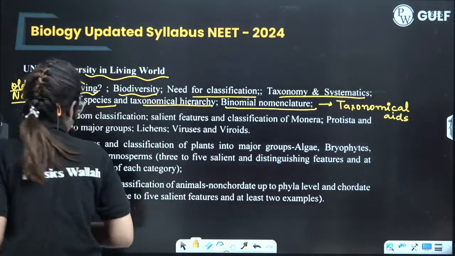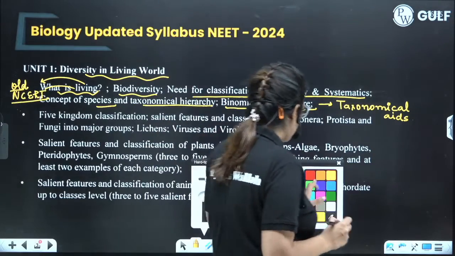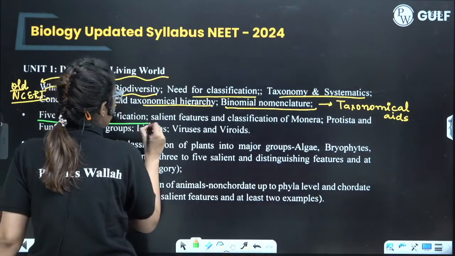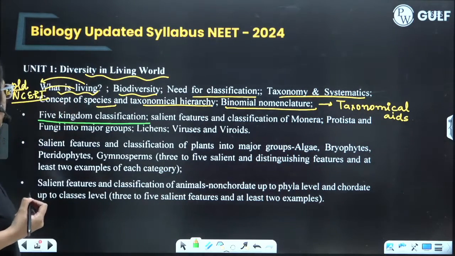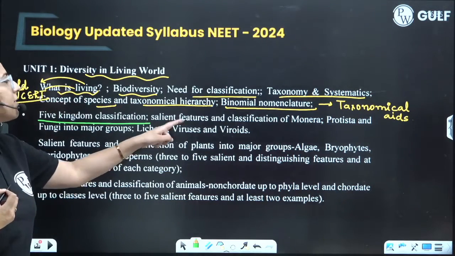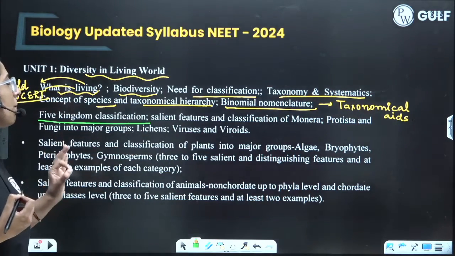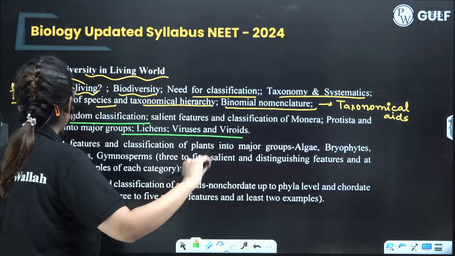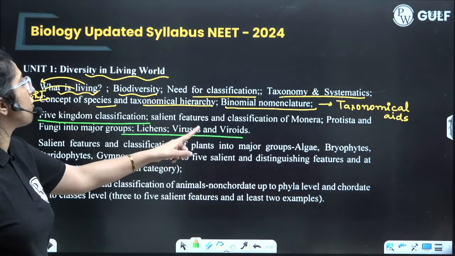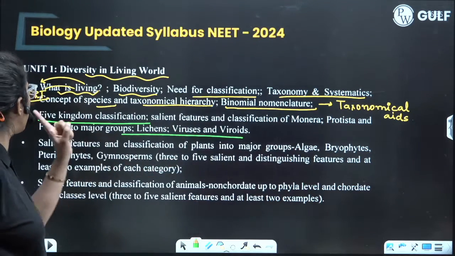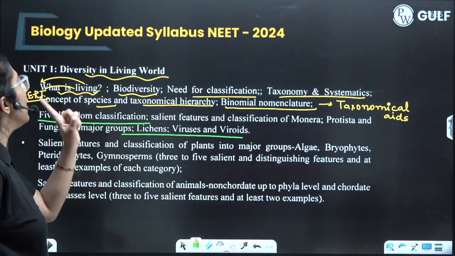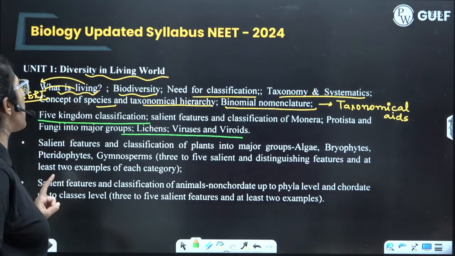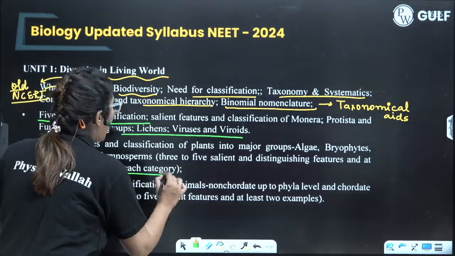Moving on to the next, five kingdom classification. Next chapter, biological classification: salient features of Monera, Protista, Fungi, lichens, viruses and viroids. To talk about this chapter, we have to discuss each of these in detail, no change. Salient features and classification of plants into major groups: algae, bryophytes, pteridophytes, gymnosperms, with 3 to 5 salient and distinguishing features and at least 2 examples of each category. So this you have to do.